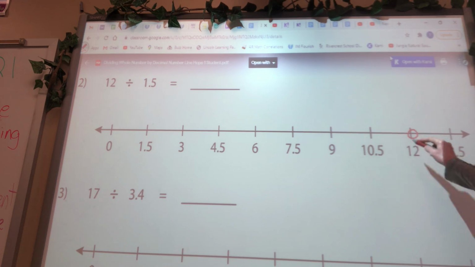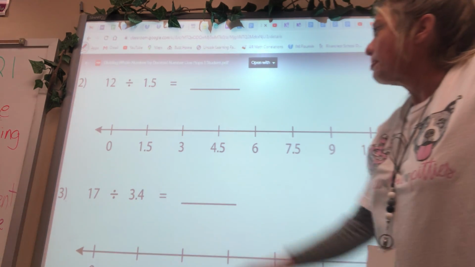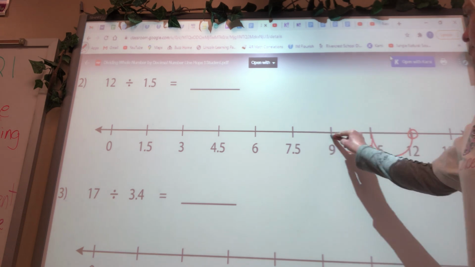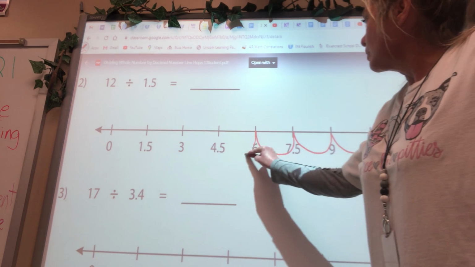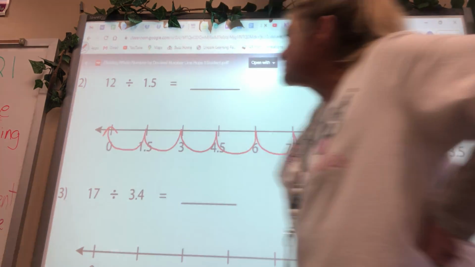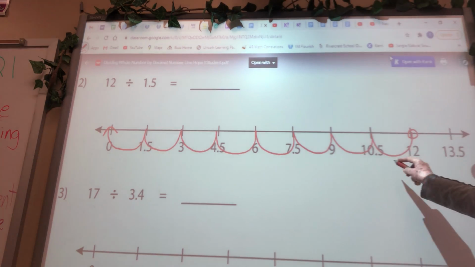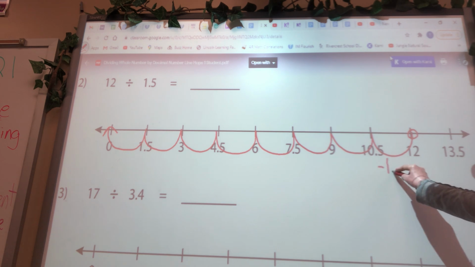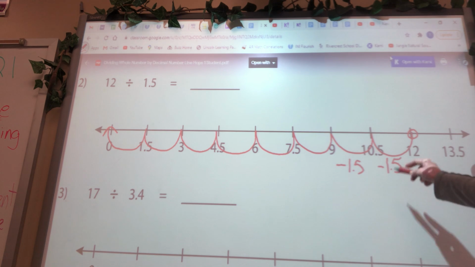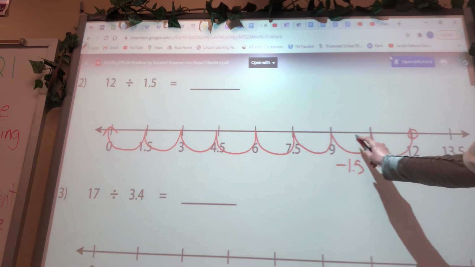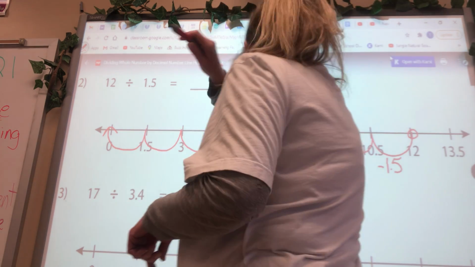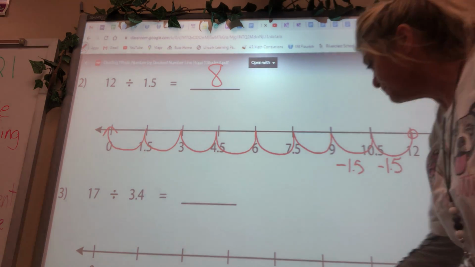So we start with the number, and then we hop 1, 2, 3, 4, 5, 6, 7, 8 times until we get to 0. And we know that every time we did this, they were subtracting 1.5. So however many hops you made, 1, 2, 3, 4, 5, 6, 7, 8, that will be your quotient.